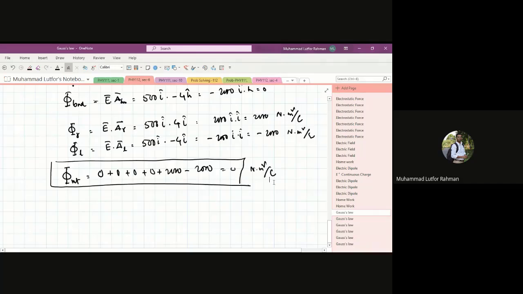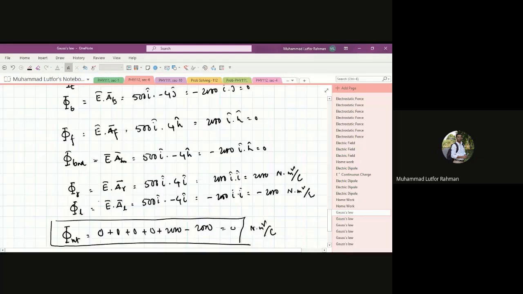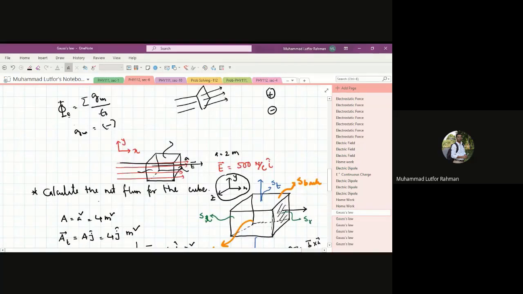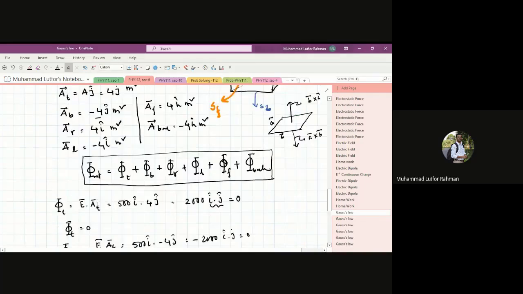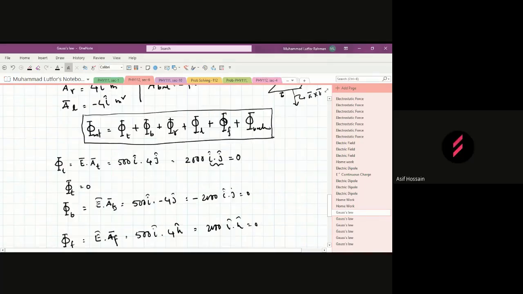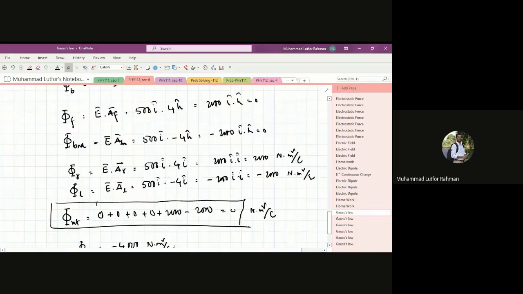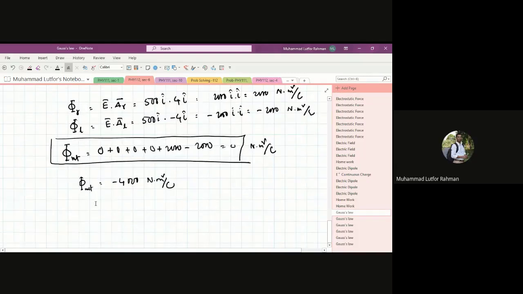If both are negative over there, then phi net would be minus 4000. Yes, sir. So that's the flux. It's only a number, minus 4000 newton meter square per coulomb. In that case, there is a possibility that inside that box there is a negative source charge. That is how you find out the flux is negative. That is the meaning of this flux actually.